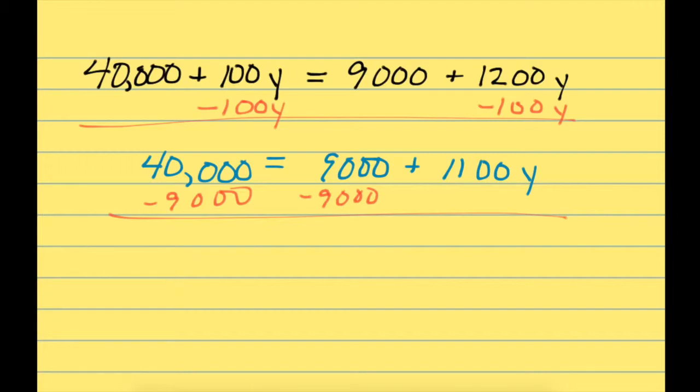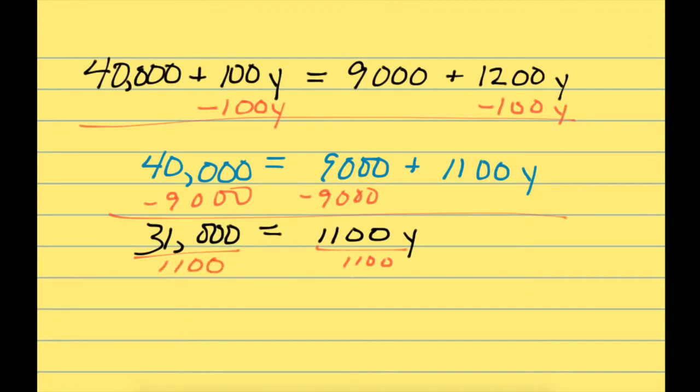Giving us 31,000 equal to 1100y. Now, if I divide both sides by 1100, 31,000 divided by 1100 is 28.18. And that's where it rounds off to.